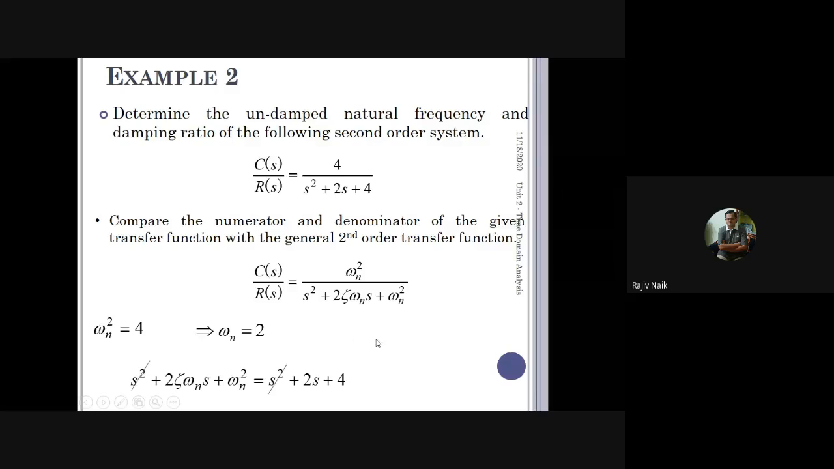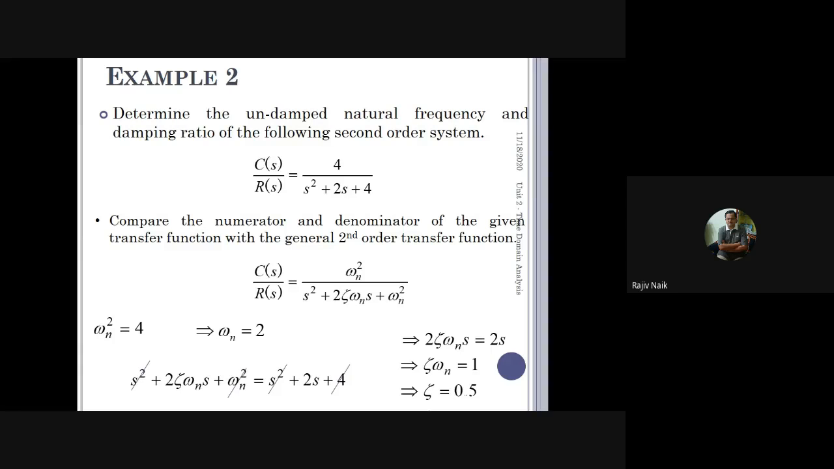2 zeta omega n is equal to 2. So zeta omega n will be equal to 1. Omega n value you already know, that is 2. So from that, zeta you can find out as 0.5. So once you know omega n and once you know zeta value, you can find all other time response specifications.